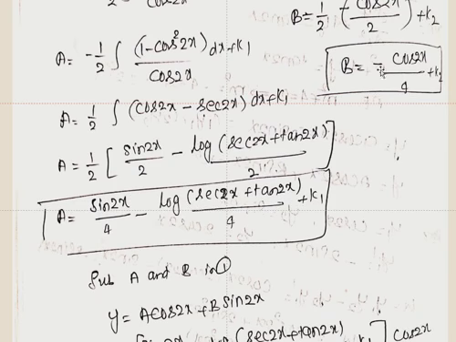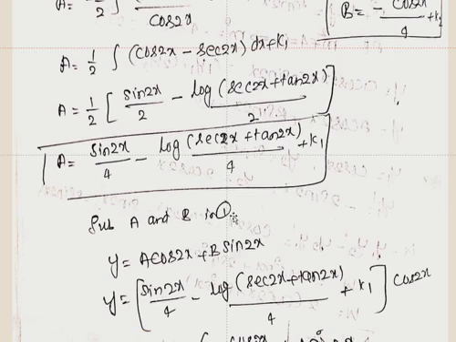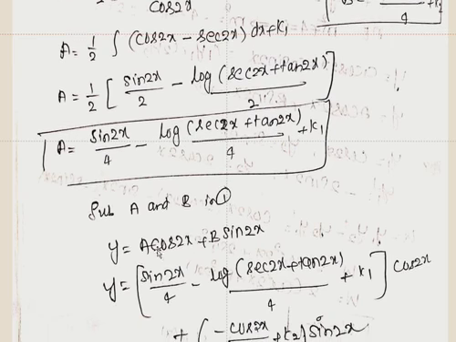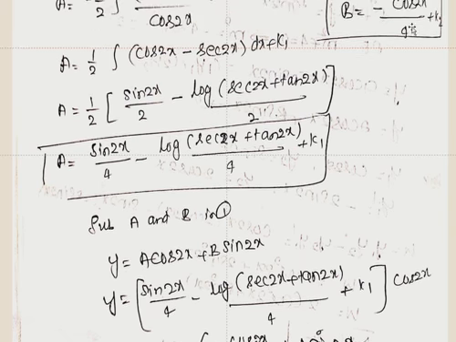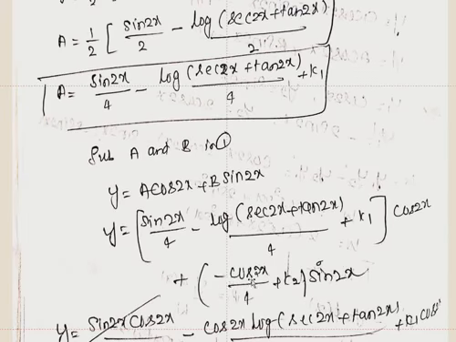Therefore, substitute a and b in the given equation 1. In equation 1, y is equal to a into cos 2x plus b into sin 2x. Therefore, y is equal to, a is sin 2x divided by 4 minus log of secant 2x plus tan 2x divided by 4 plus k1, into cos 2x, plus b value, which is minus cos 2x divided by 4 plus k2. This is b into sin 2x.